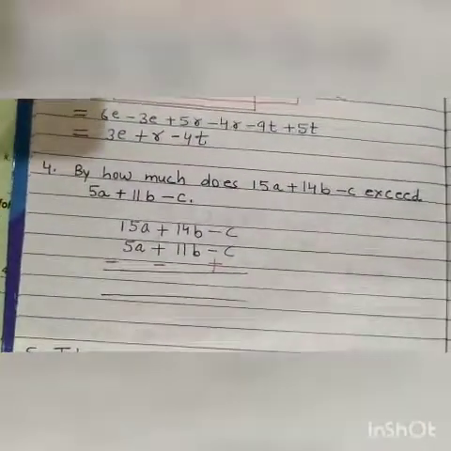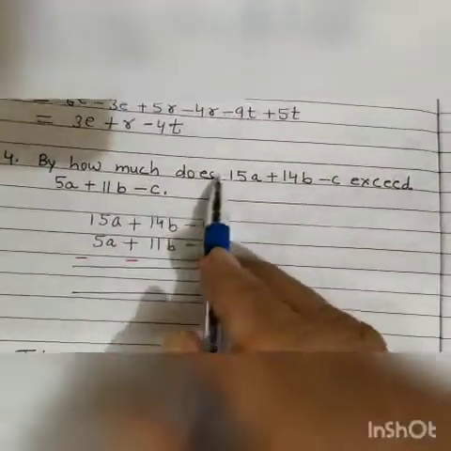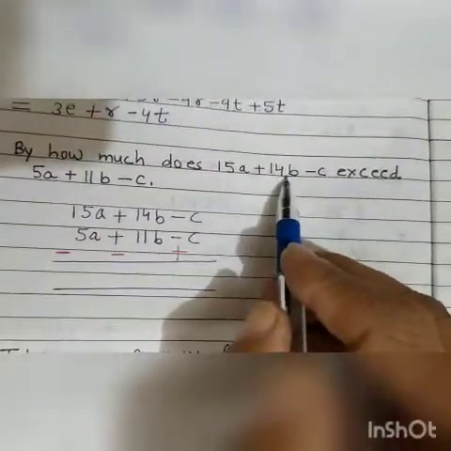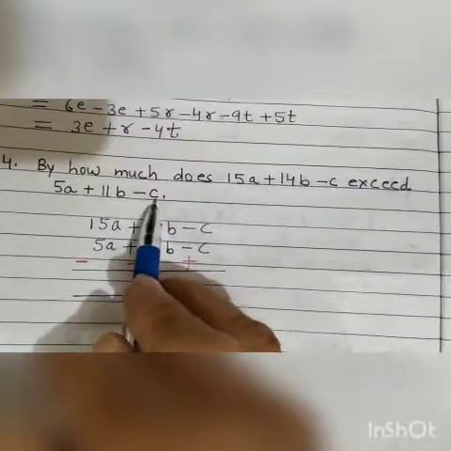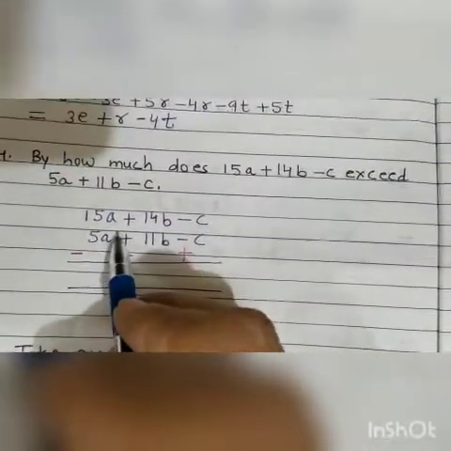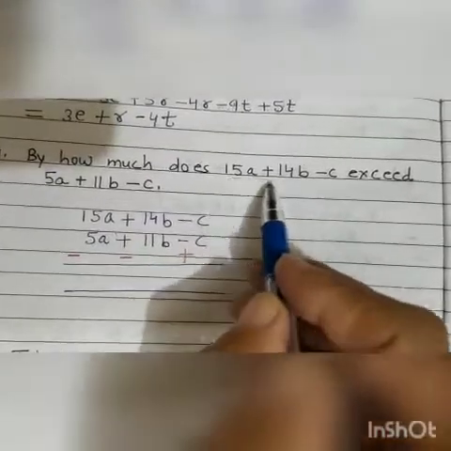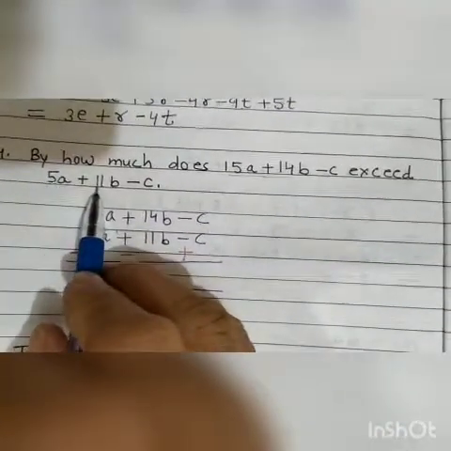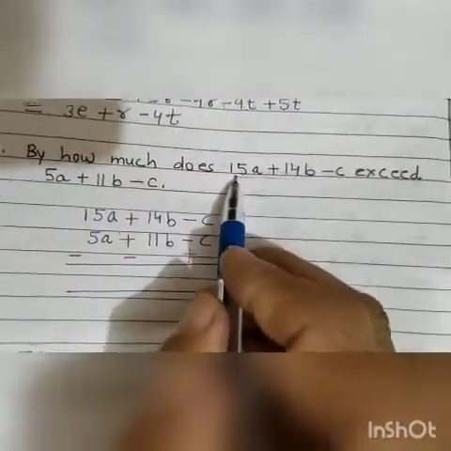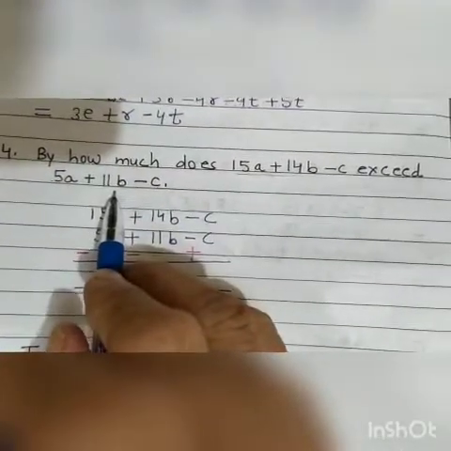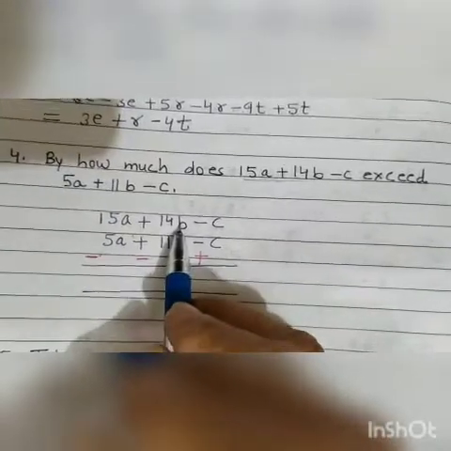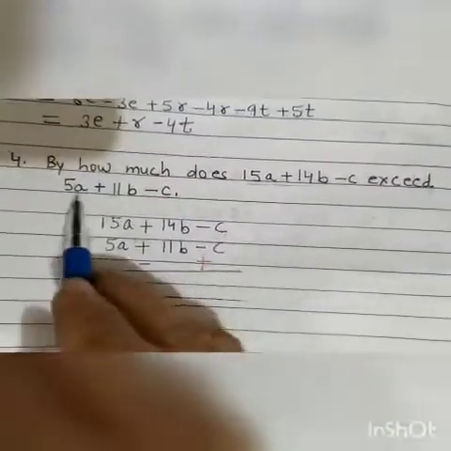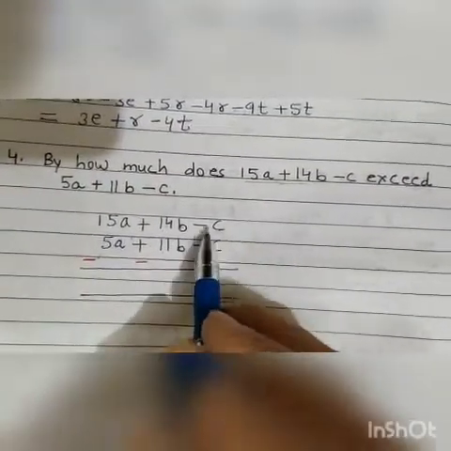Next question. 4th. By how much does 15a plus 14b minus c exceed 5a plus 11b minus c? Again we have to subtract because it is given that this expression is greater and this one is smaller, and we need how much greater it is than this one. So again we will subtract. First we will write 15a plus 14b minus c. Then write this 5a plus 11b minus c.